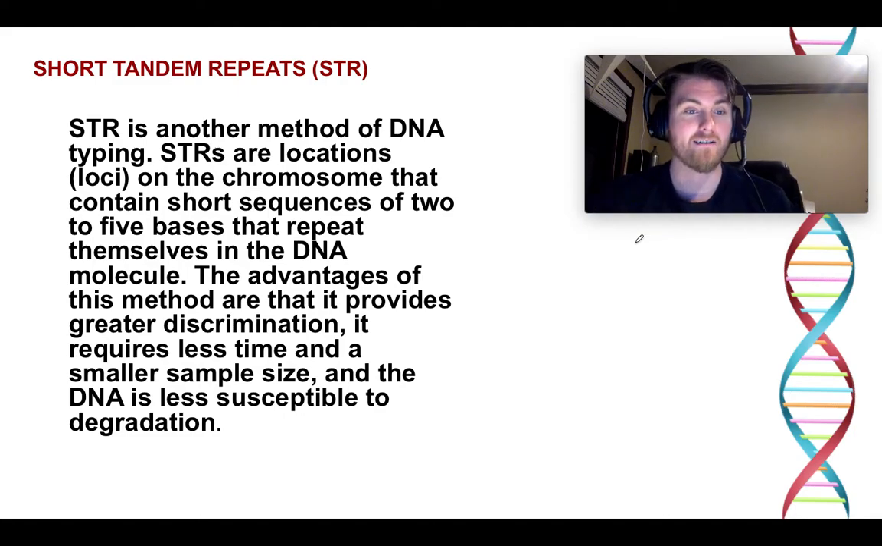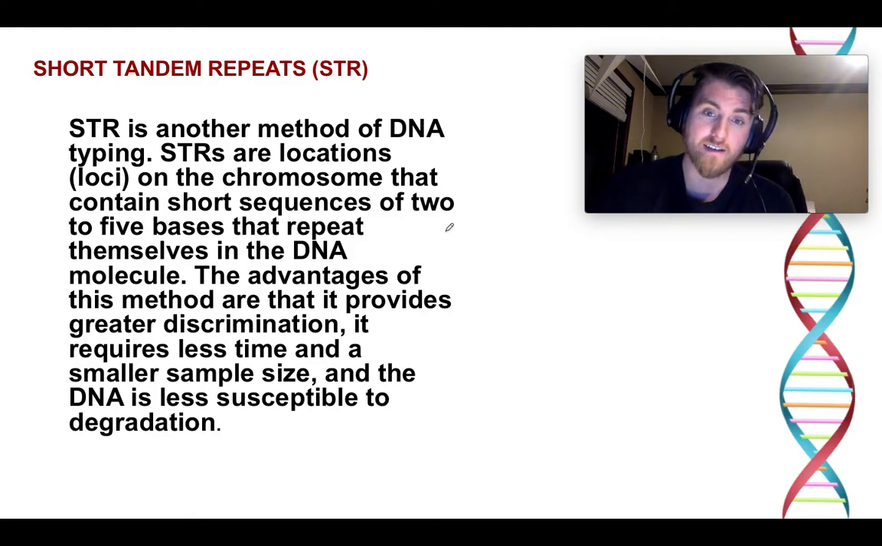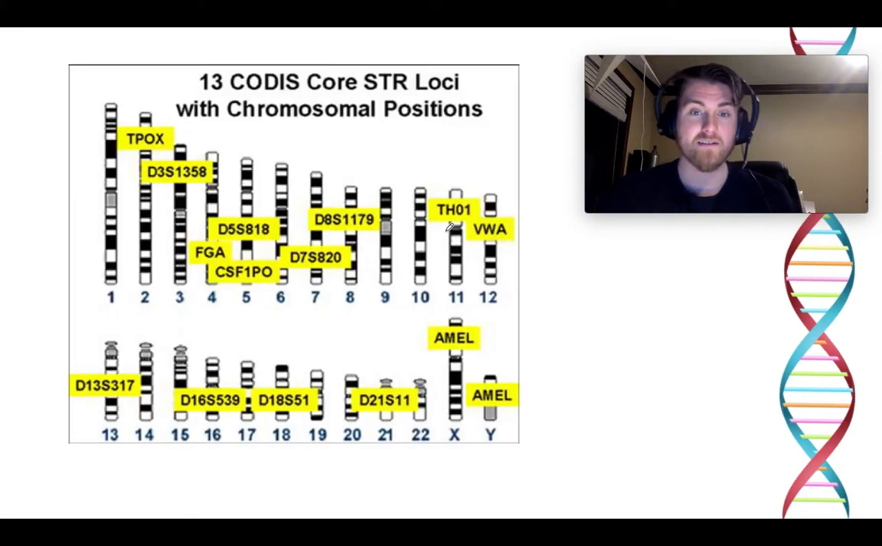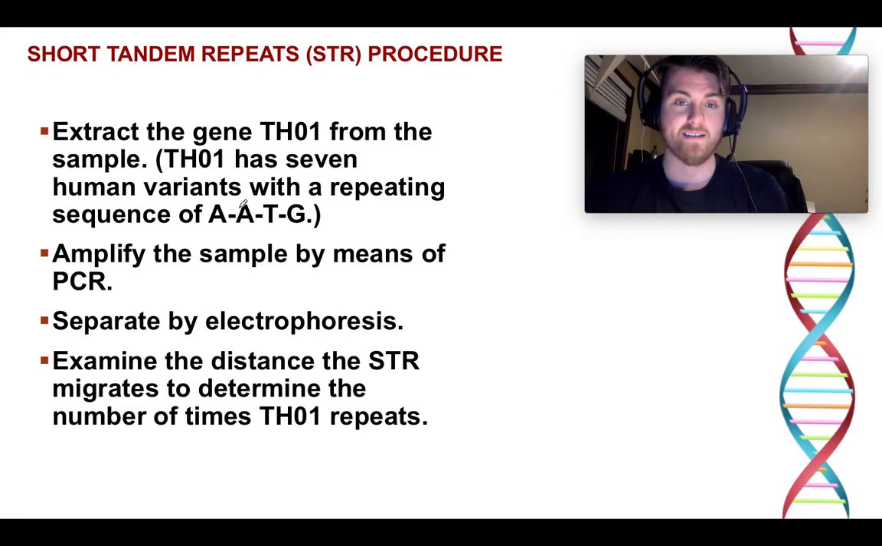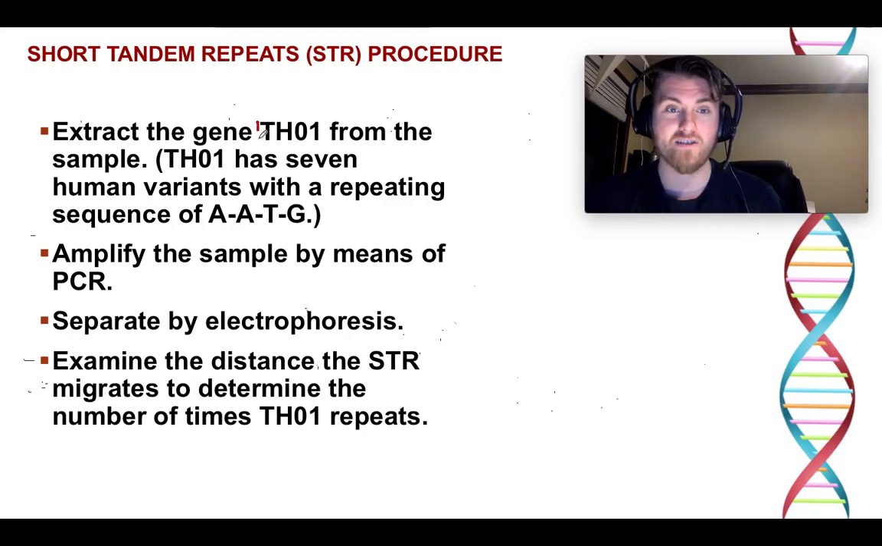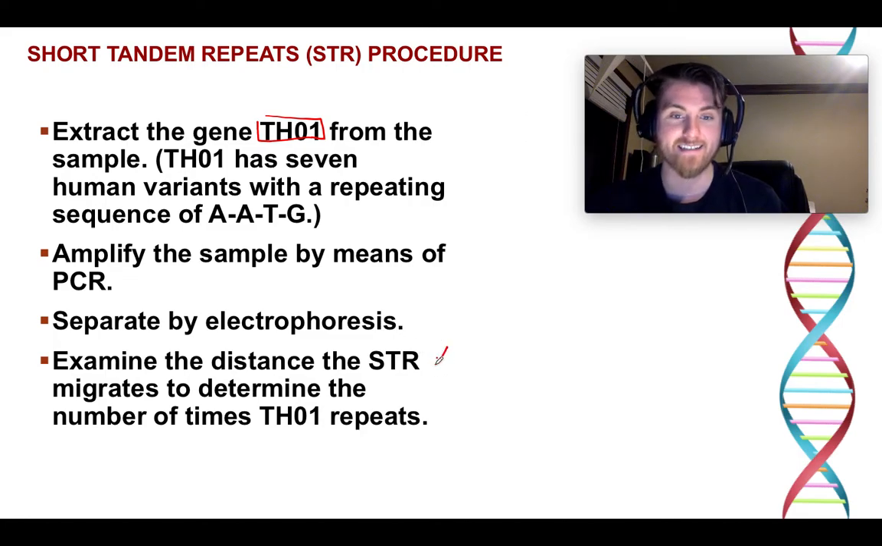So what they are doing is that they just sequence the DNA based off the locations, the loci, of a specific chromosome. So they look, and they usually start out with 13 different chromosomal positions, and they're trying to match these chromosomal positions with others through STR. And most of the time, this gene, THO1, is by far the easiest and the best means for them to do it. Then they amplify the DNA, they sort it through electrophoresis again, and they determine the distance between.